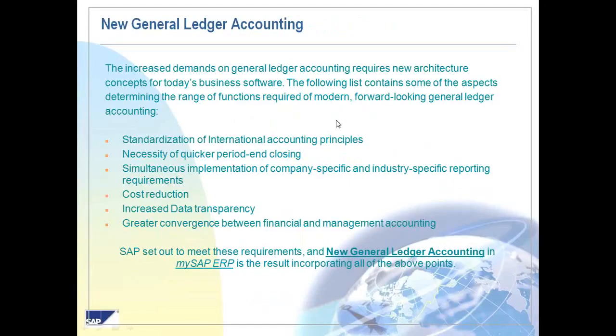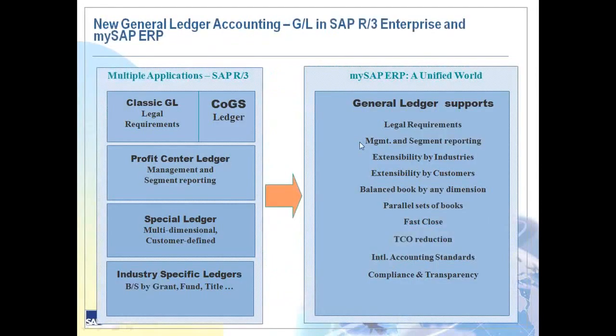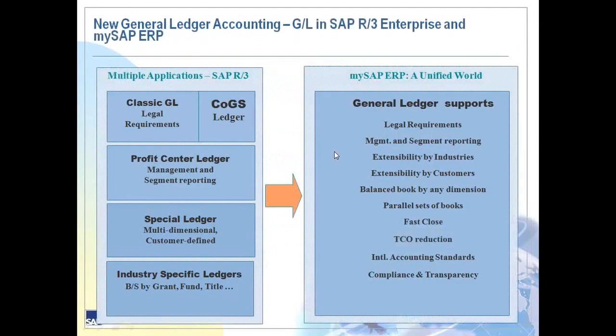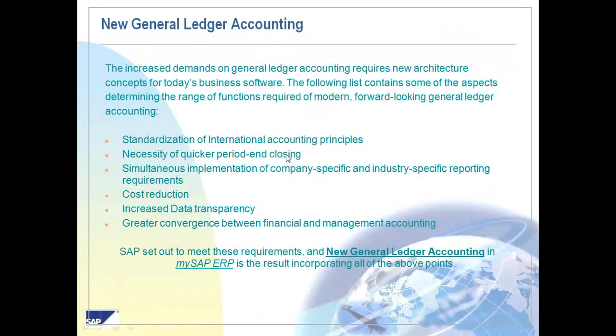So these are the certain features available in the UGL concept. There is standardization of internal accounting principles. That means we can draw the financial statements based on the segment, sub-center, business area wise, and of course in relation to the company code. There is a necessity of quicker period-end closing, which is possible because of the coding concept. And there is simultaneous implementation of company-specific and industry-specific reporting requirements.